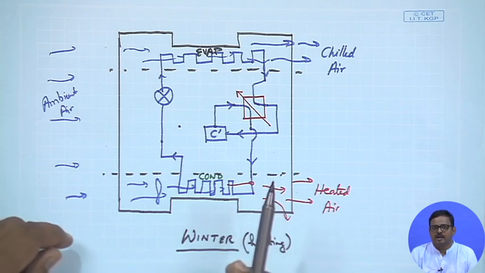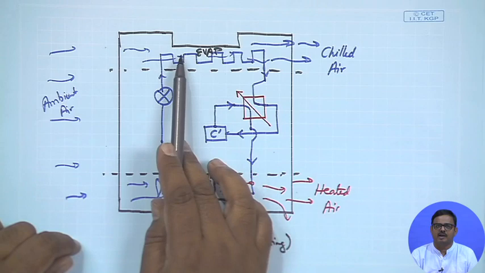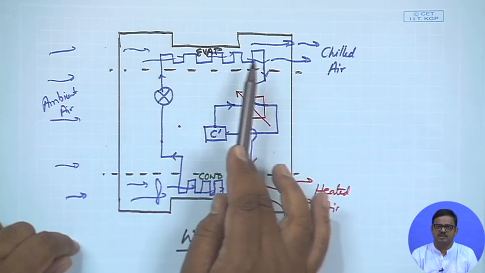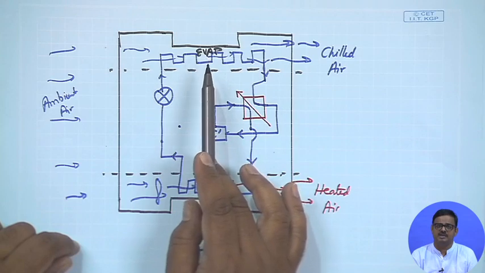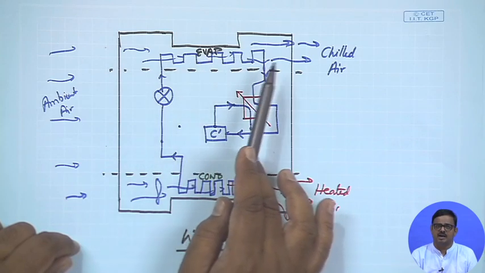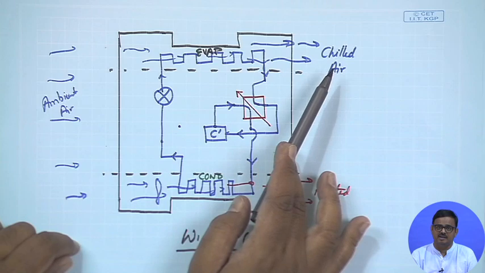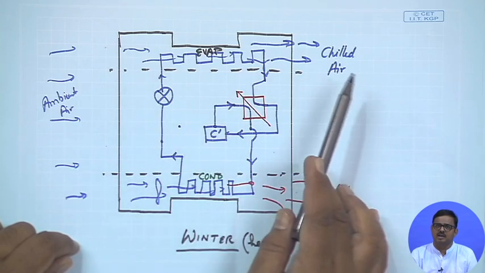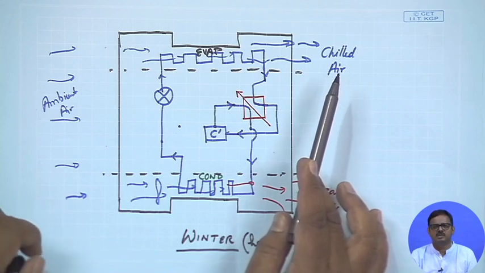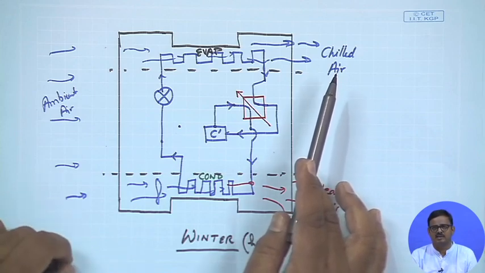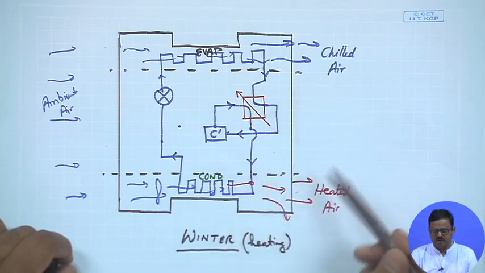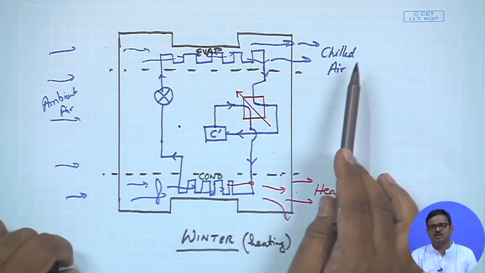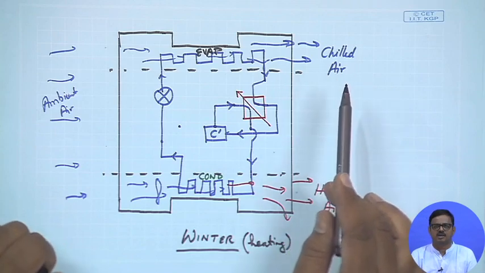And similar to the evaporator end, it is cold air outside, but it again gives up heat so that the refrigerant can evaporate, and what comes out is chilled air. It is at an even lower temperature than the outside ambient. Now, this chilled air can also have a lot of other applications. So for room air conditioning we are getting heated air, but simultaneously we are also getting chilled air, which can be used for other purposes.